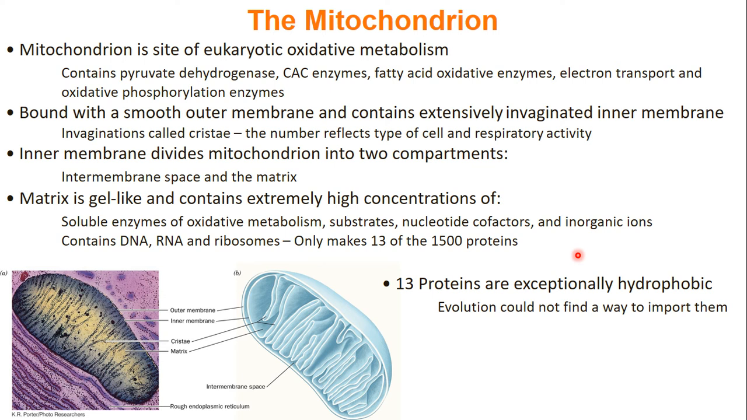The matrix is where you have a lot of oxidative metabolism enzymes, substrates, cofactors, and ions. This is where your DNA, RNA, and ribosomes are located for the mitochondria. But of the 1,500 proteins in the mitochondria, only 13 are made in the mitochondria itself. That's because these proteins are super hydrophobic, and so they couldn't be transferred from the cytoplasm to the mitochondria easily.